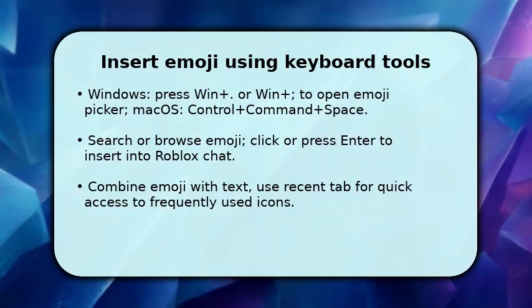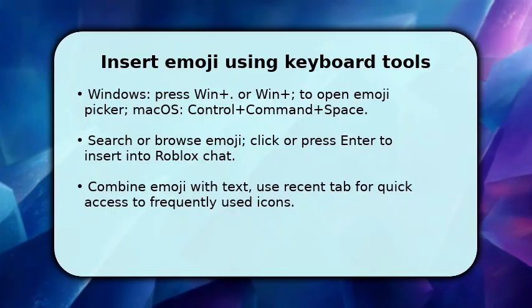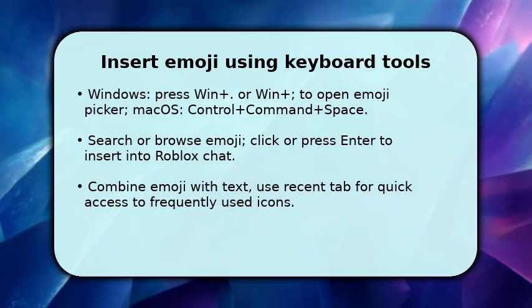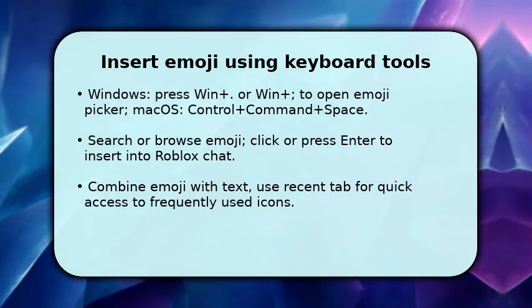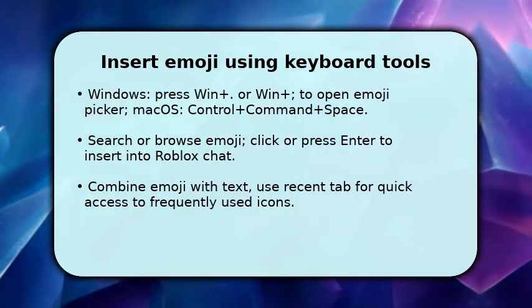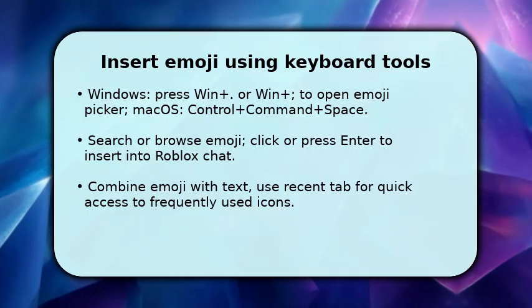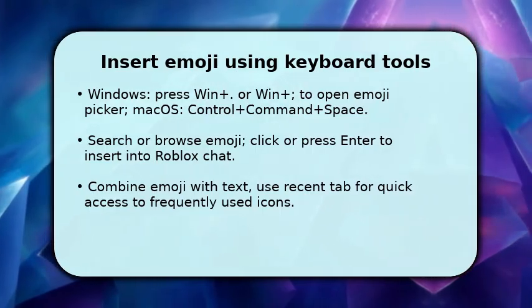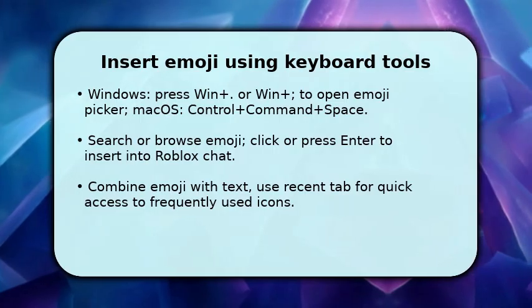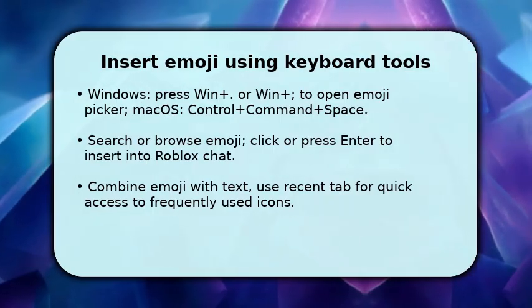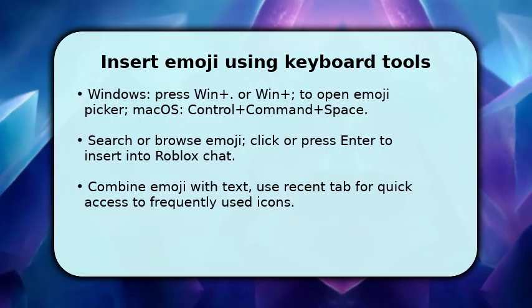You now use the System Emoji Picker to insert symbols directly into Roblox chat. On Windows, press the Windows key plus period or semicolon to open the picker. On Mac, use Control plus Command plus space. Once the picker appears, type a keyword or click the emoji to add it to the text box. Make sure to position the cursor where you want the emoji. Roblox will accept it like normal text.